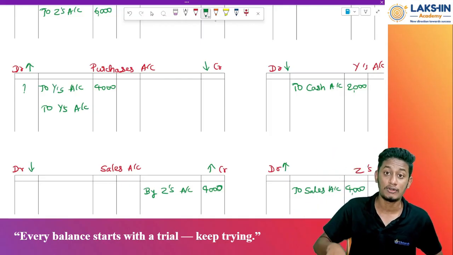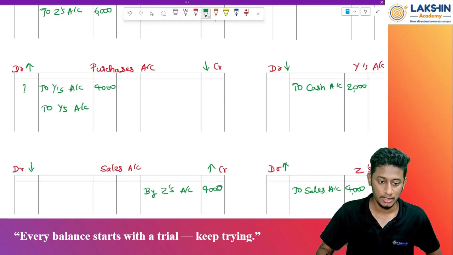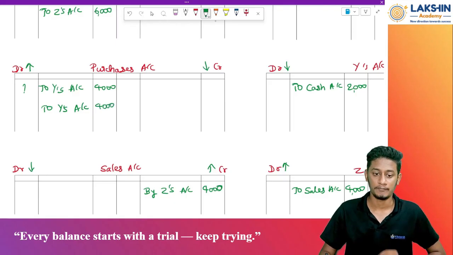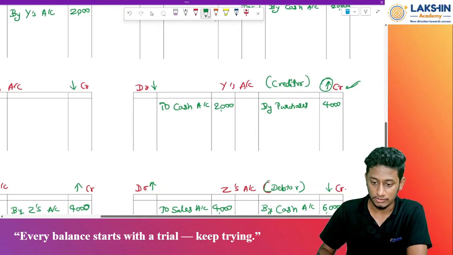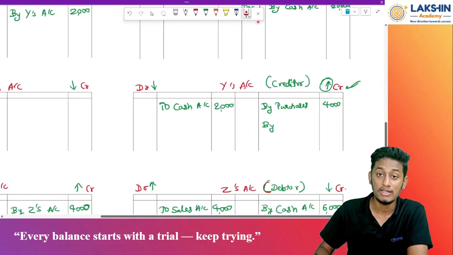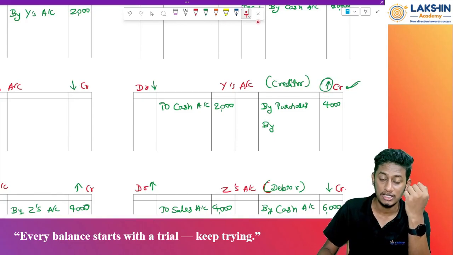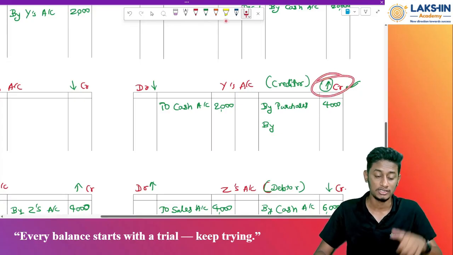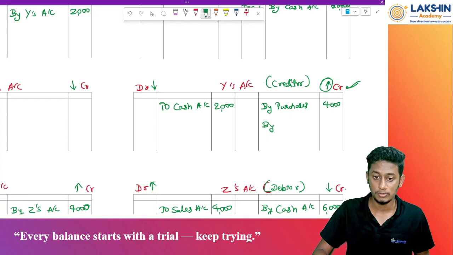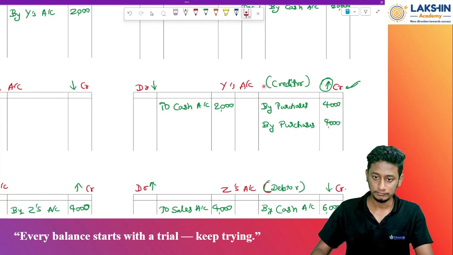But now, which account is being affected? Only Y's account, because I have not paid the money. So again, a value of rupees 4,000 is pending. And one more account is Y's account. So again, by purchase, why on the credit side? Because any entry you pass on the credit side will increase the balance of the creditors. This is why I am passing the entry on the credit side, because he has to pay me on a future date. So by purchases again, rupees 4,000.